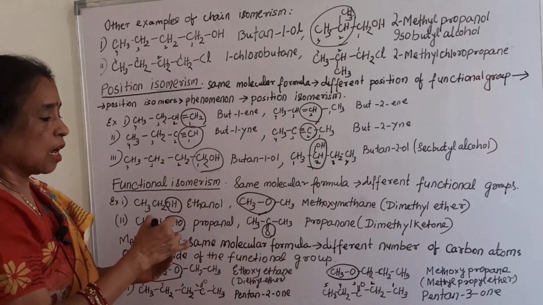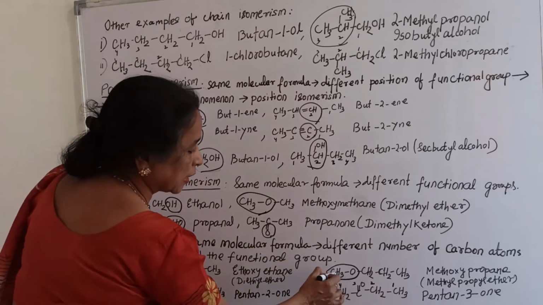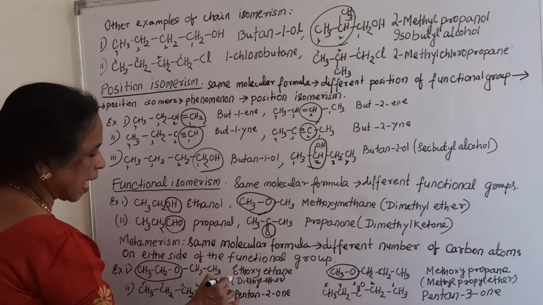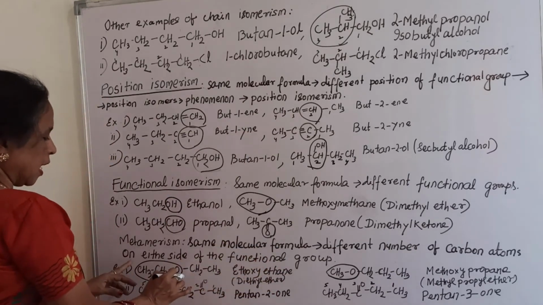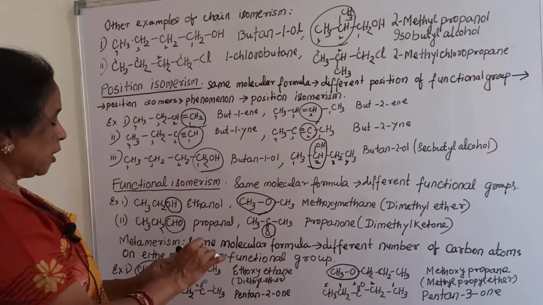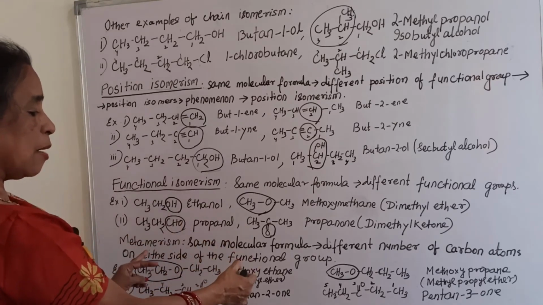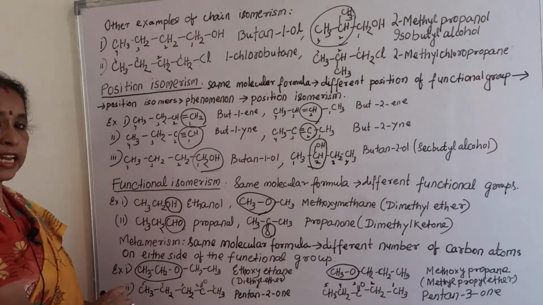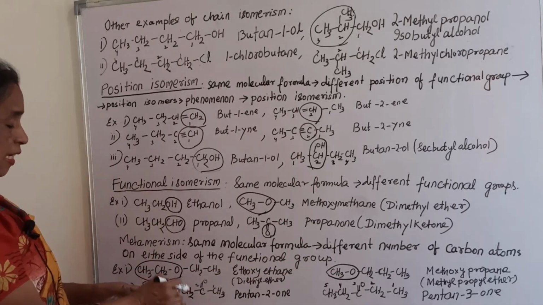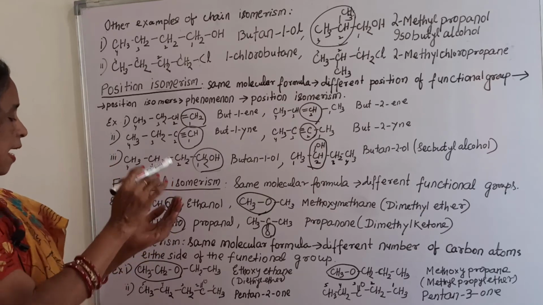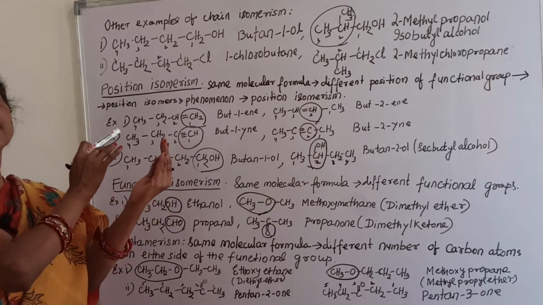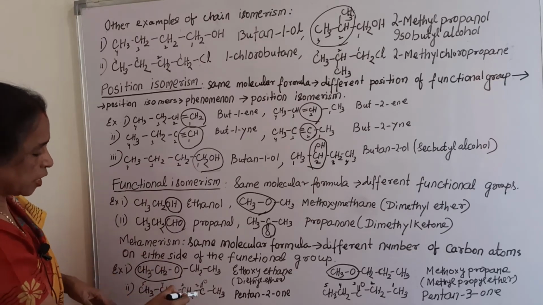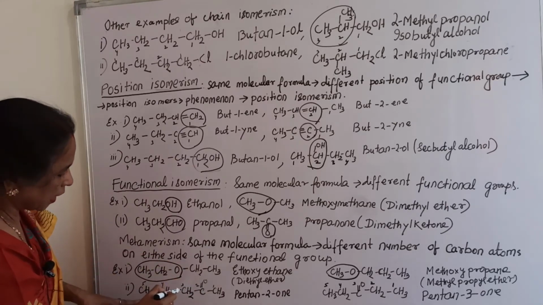Here the common name is methyl propyl ether. For the first one, the common name is diethyl ether, because both sides ethyl are present, and its metamer is methyl propyl ether. Come to the second example. In the second example you can see a keto group is present. Right side only methyl and left side there is a propyl group. So what is the IUPAC name? Since it is a keto group, 1, 2, 3, 4, 5.